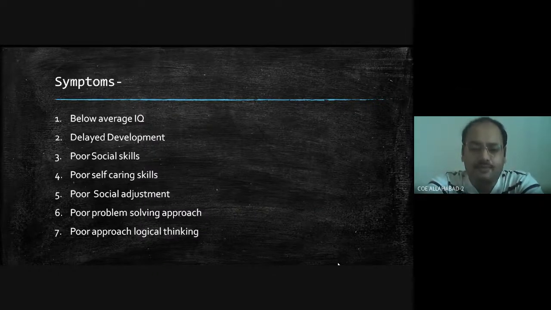Number two is delayed development. Number three, the child finds it hard to remember things, struggles to understand how to pay for something, for example, having trouble in money handling, etc. Number four, trouble understanding social rules. Number five, having poor self-care skills. Number six, poor social adjustment. Number seven, having trouble understanding the consequences of their own actions. Number eight, poor problem solving approach. And number nine, poor approach towards logical thinking.